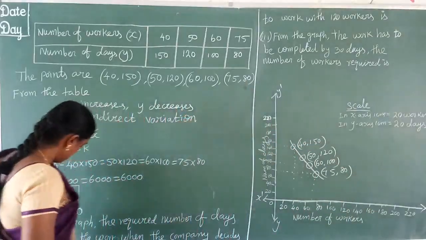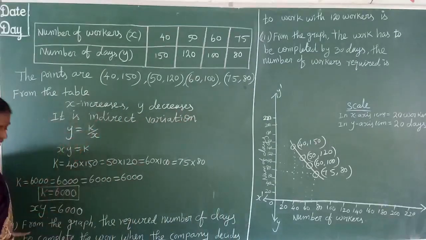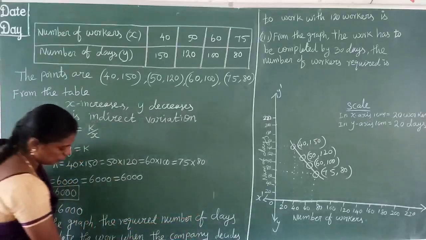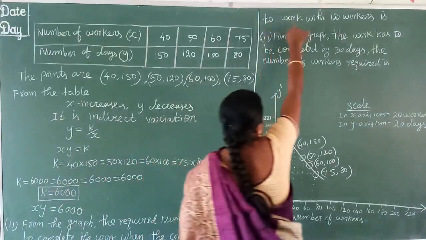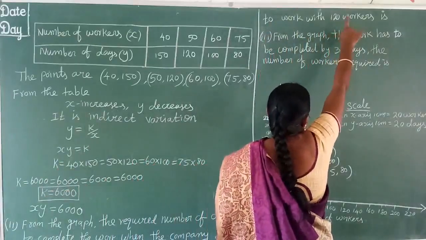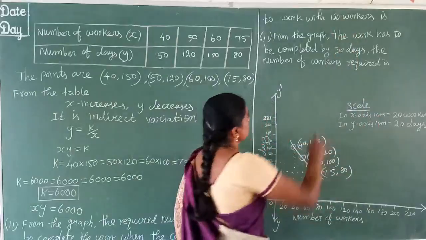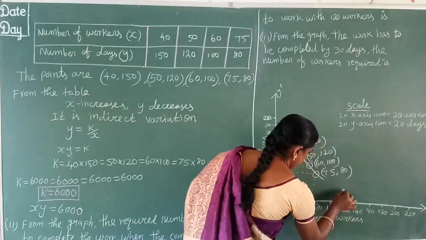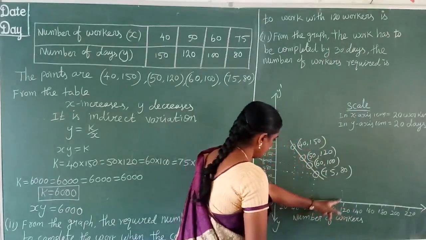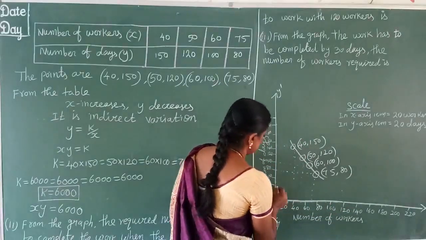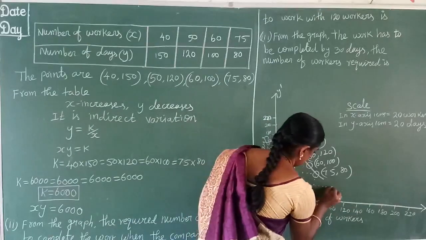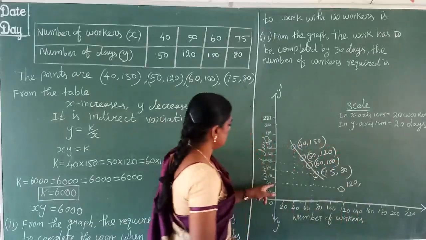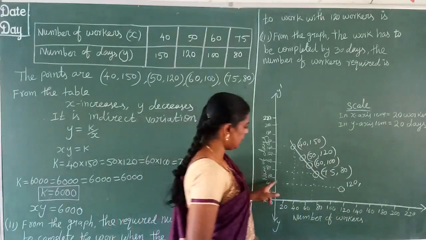So next one, the second option. The first option is already completed, that is indirect variation. Second option: from the graph, find the required number of days to complete the work when the company decides to work with 120 workers. Worker is the x axis or y axis? x axis 120. So this is the 120 here. Match the x axis 120 to the y axis. So 120 workers means how many days? 50 days.